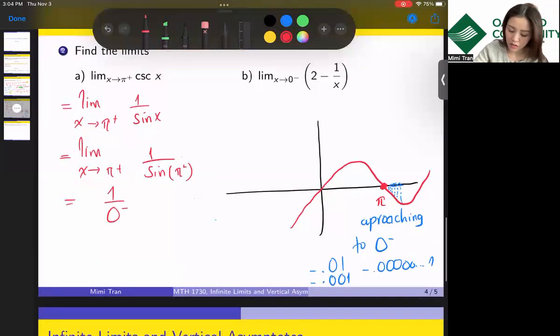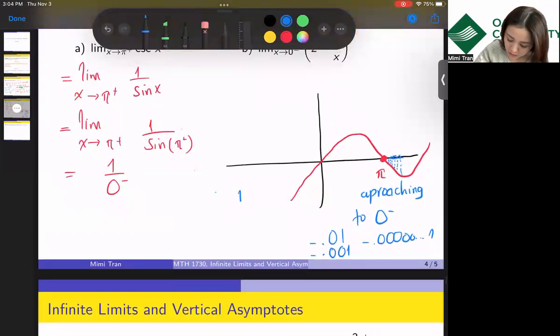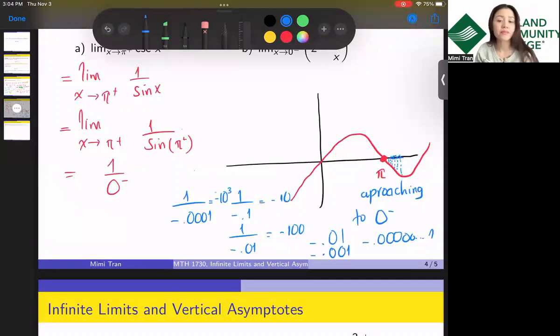Well, let's take a look. If I take 1 divided by negative 0.1, you get negative 10, right? If I take 1 divided by negative 0.01, I get negative 100. If I take 1 divided by negative 0.0001, I get negative 1,000, etc. So if you divide 1 by a negative number that is close to 0, you get a smaller negative number, right?